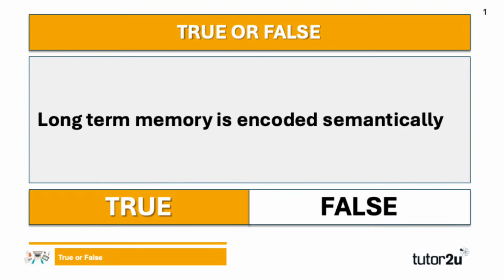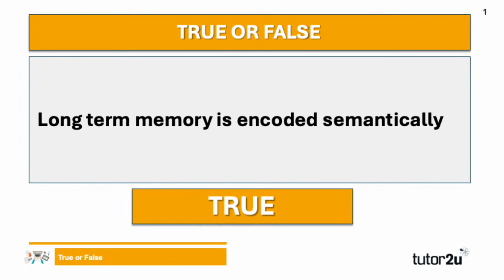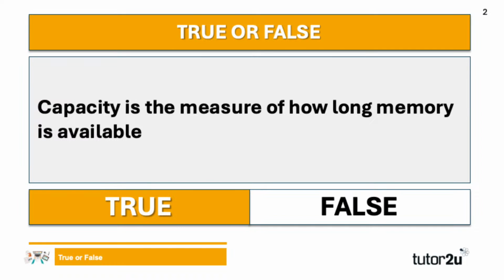Okay, so we seem to be doing really, really well on this one. Let's have a look at the answer, Laura. It is, of course, true. Okay, let's have a look at another one then. So capacity is the measure of how long memory is available. Okay, we've got a bit of a mixture of answers coming through on here. So remember T or F. Let's wait for a couple more. I reckon we've got quite a few people who think it's true.